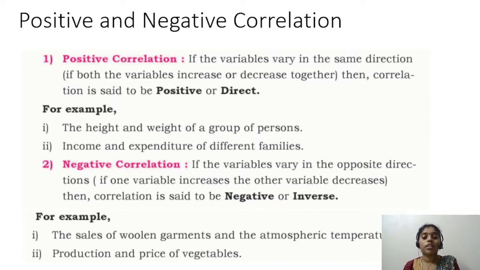Next is negative correlation. If the variables vary in the opposite direction, that means if one variable increases, then the other variable decreases, then this correlation is said to be negative. Another name is inverse. An example for negative correlation is sales of woolen garments and atmospheric temperature. And a second example is production and price of vegetables. If the production increases and the price of vegetables decreases, that is a negative correlation.